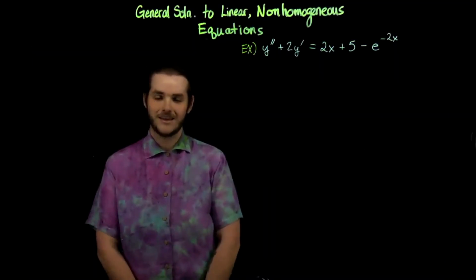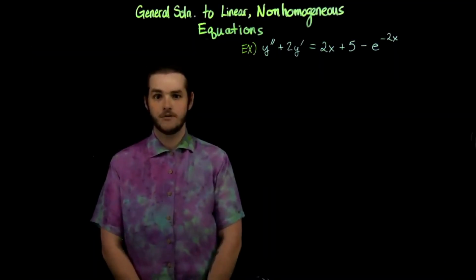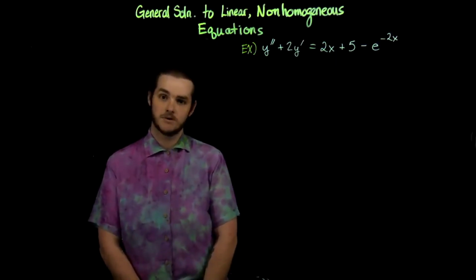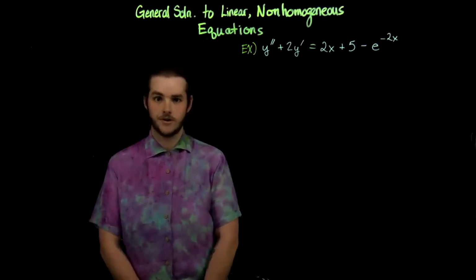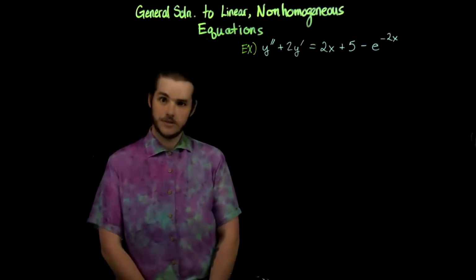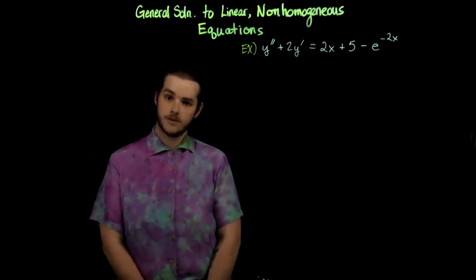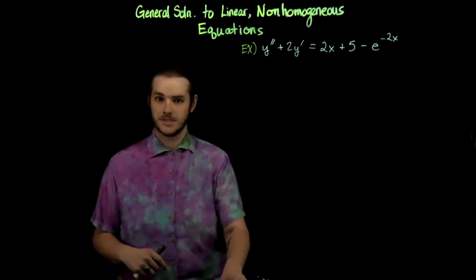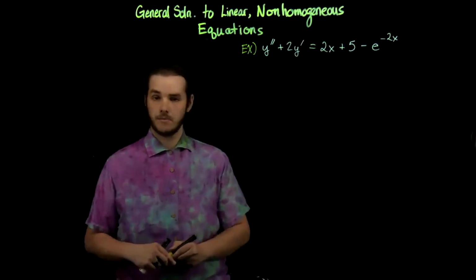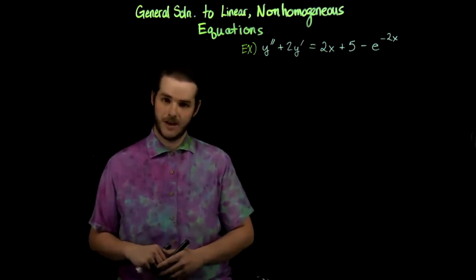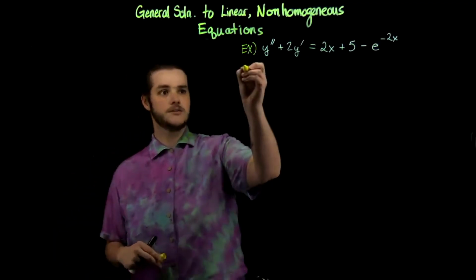Welcome back. In the last video, we saw an example of how to use the method of undetermined coefficients. This is a way to find particular solutions to your non-homogeneous linear higher order equations. It was fairly straightforward in the last video. The first thing we did was find the complementary solution, and we're going to start the same way on this problem. y'' + 2y' = 2x + 5 - e^(-2x).